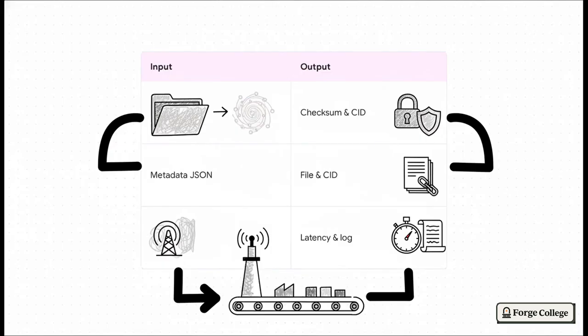Behind the scenes, our script basically acts as an automated factory for your assets. It takes specific inputs and generates really precise outputs. So for every asset file you feed into it, it generates a SHA-256 checksum and an asset CID. Then it takes those, builds a descriptive metadata JSON, and spits out a metadata CID. Finally, using a retrieval endpoint, it tests the whole shebang, giving us real latency metrics and a complete validation log.